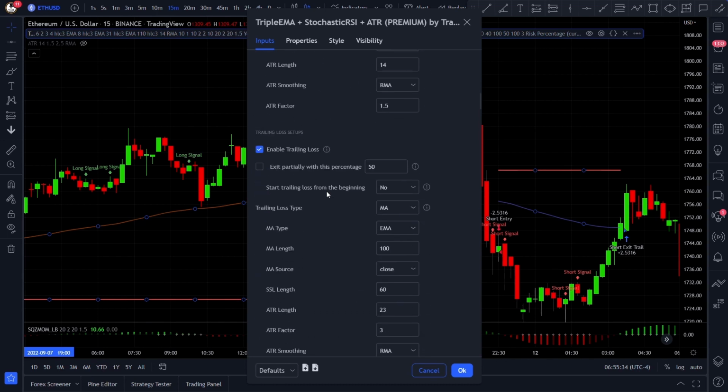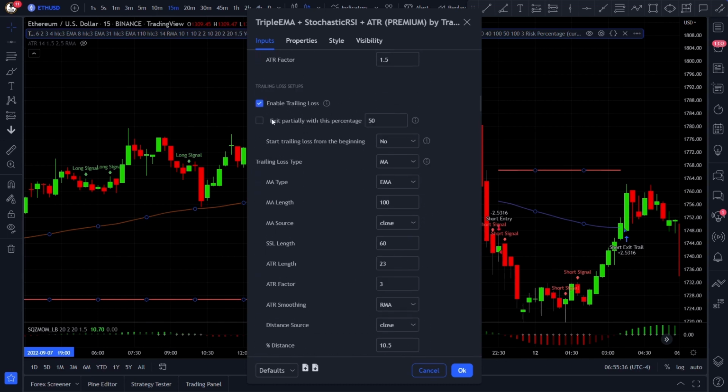You also have the option to set up a 2-step partial take profit. If you tick the exit partially with this percentage option, you can decide what percentage of the total position size you want to close at the first take profit. For this, I would recommend to use anything between 20 and 70%. This function adds an extra safety to your trading, as the script will take profits on the way up in case the trade turns against you. Now let's set the partial exit to 50%.